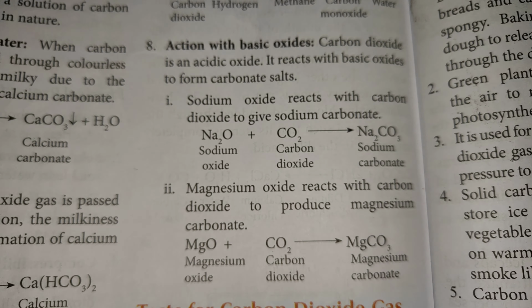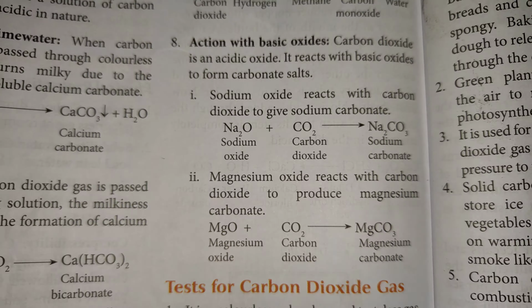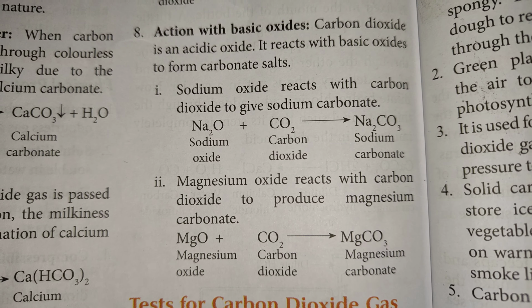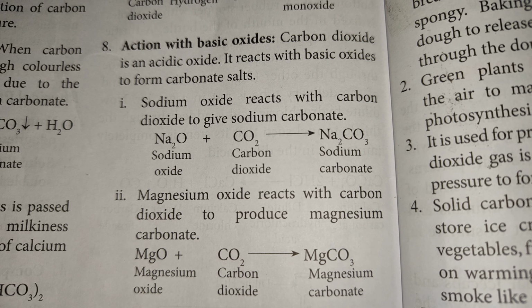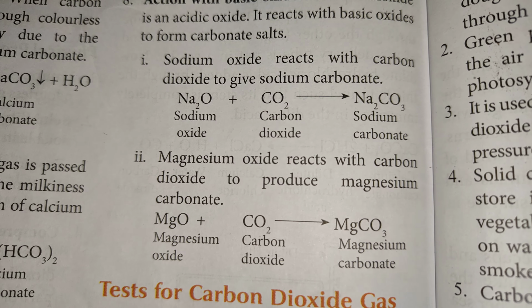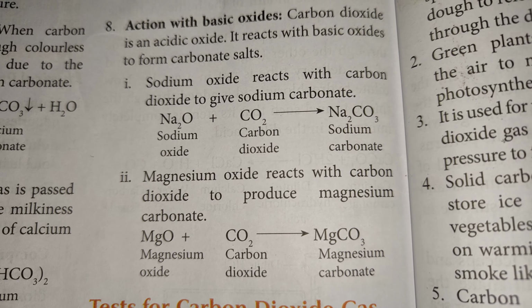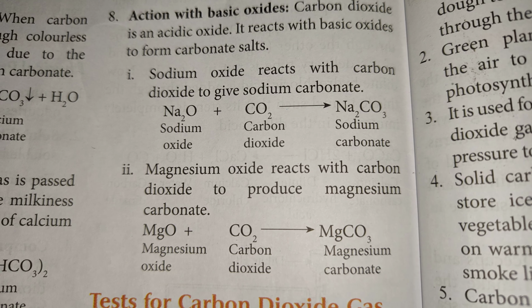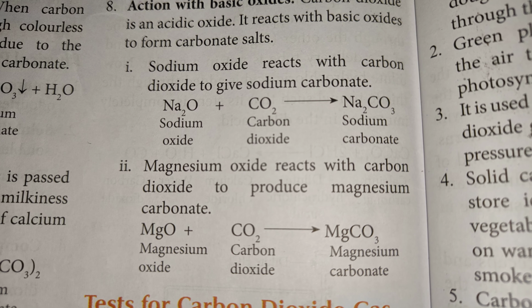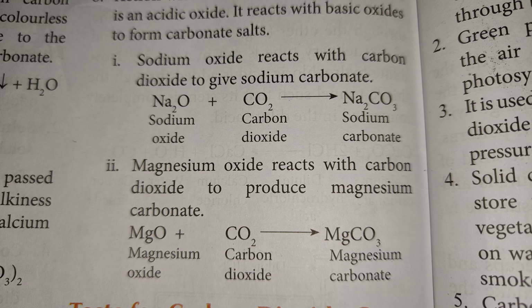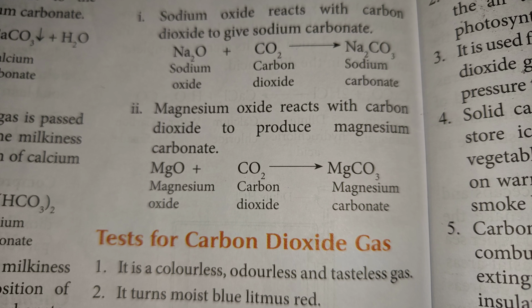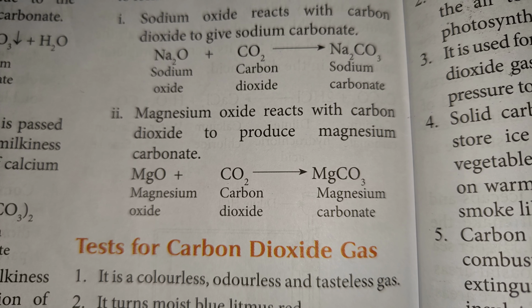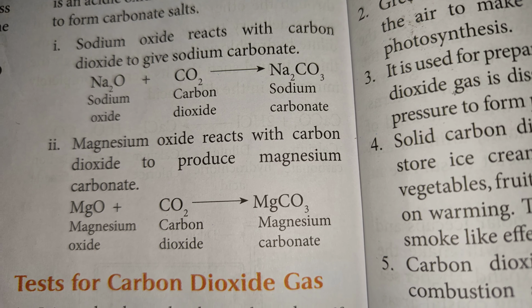And what happens when carbon dioxide reacts with the basic oxides? So students, we know that carbon dioxide is acidic in nature. So what will happen when it reacts with the basic oxides? First of all, sodium oxide will react with carbon dioxide to give you sodium carbonate. And then magnesium oxide will react with carbon dioxide to give you magnesium carbonate.